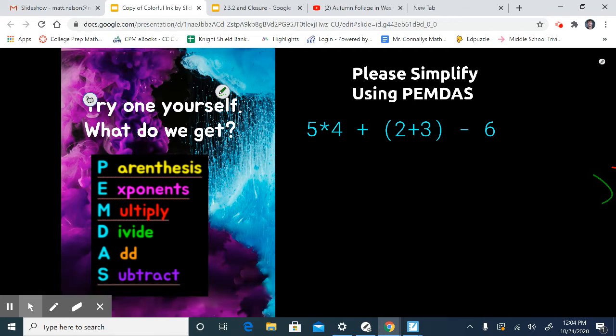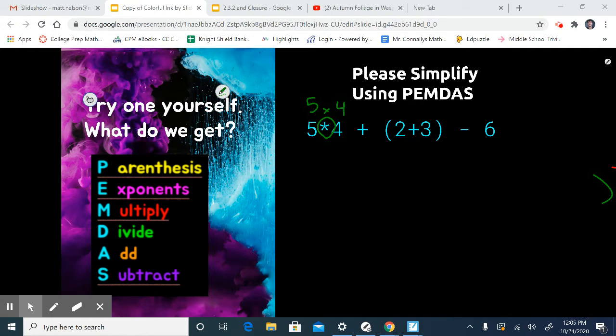All right, now we're looking at simplifying using PEMDAS, all right? So notice I do have this little sign here. That is a multiplication sign, so you can think about this as 5 times 4. I just don't like to use x. And so let's simplify the following equation using PEMDAS.